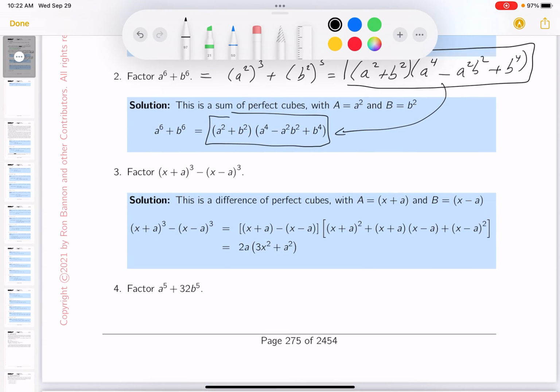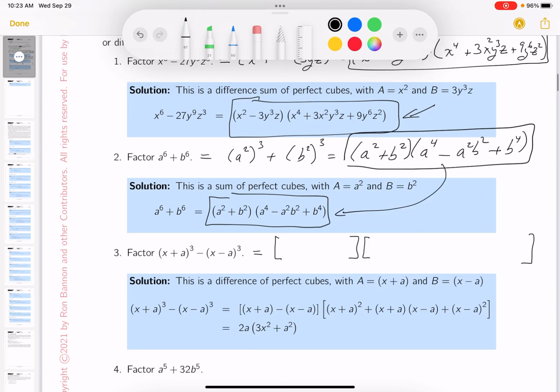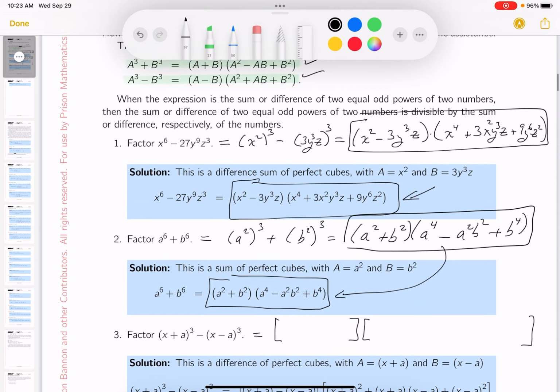And this one's a little more complicated, but not that much so. I'm going to write it down for you. It's a difference of perfect cubes. And I'll be careful. I'm going to use these square brackets over here. So it's going to be, let's see. And again, I'm pointing out that this is the second guy over here. It's this one. All right, so what's it going to be?